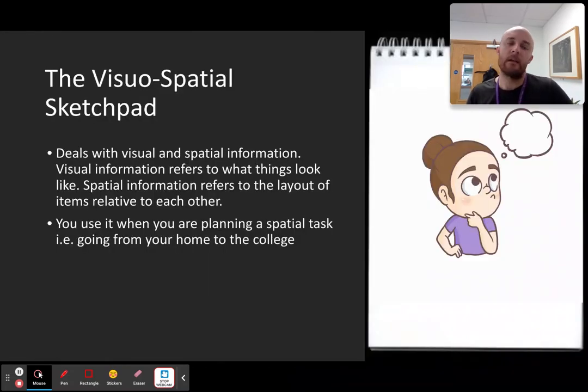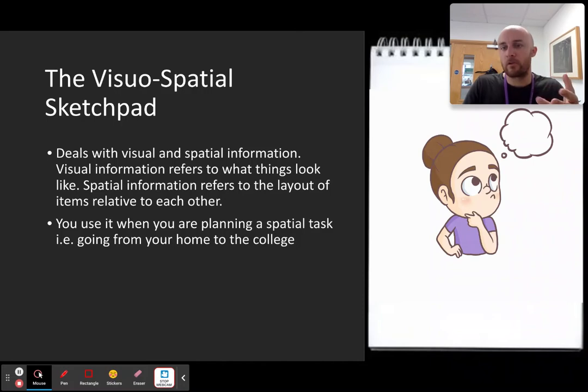Not quite finally, but in terms of the slave systems, this is the second and final slave system. The visuospatial sketchpad deals with not auditory information like the phonological loop. It deals with visual and spatial information. What we mean by this is it's really good at mapping out your environment, your physical environment around you.